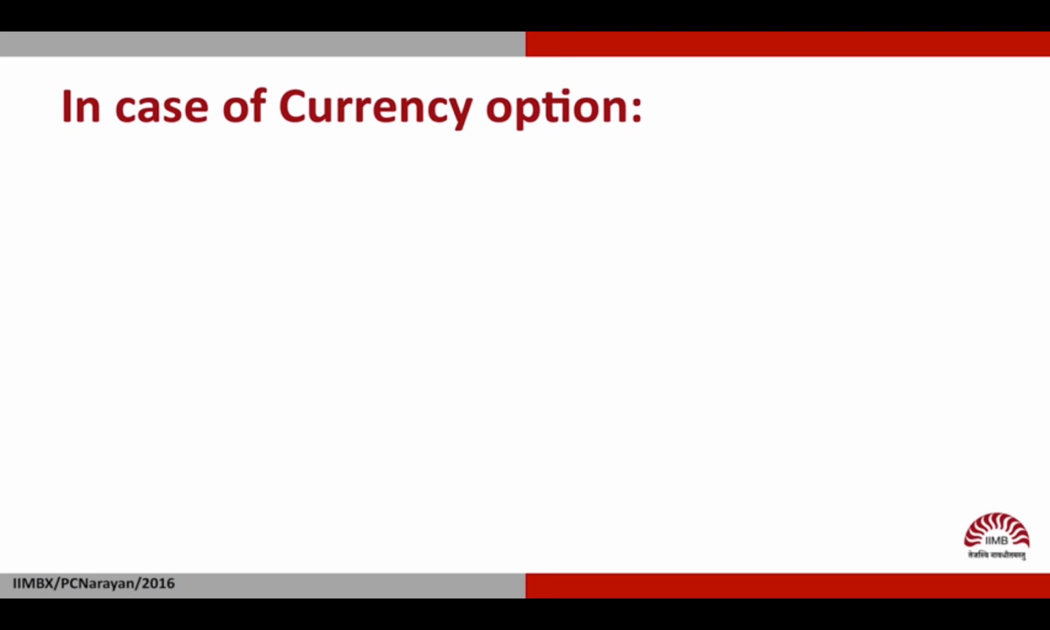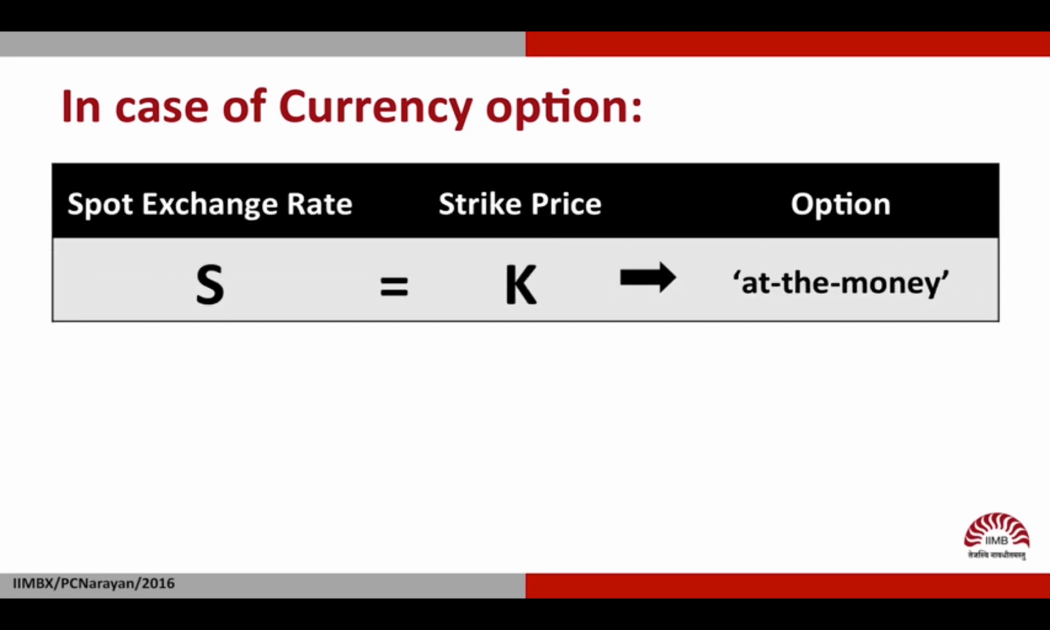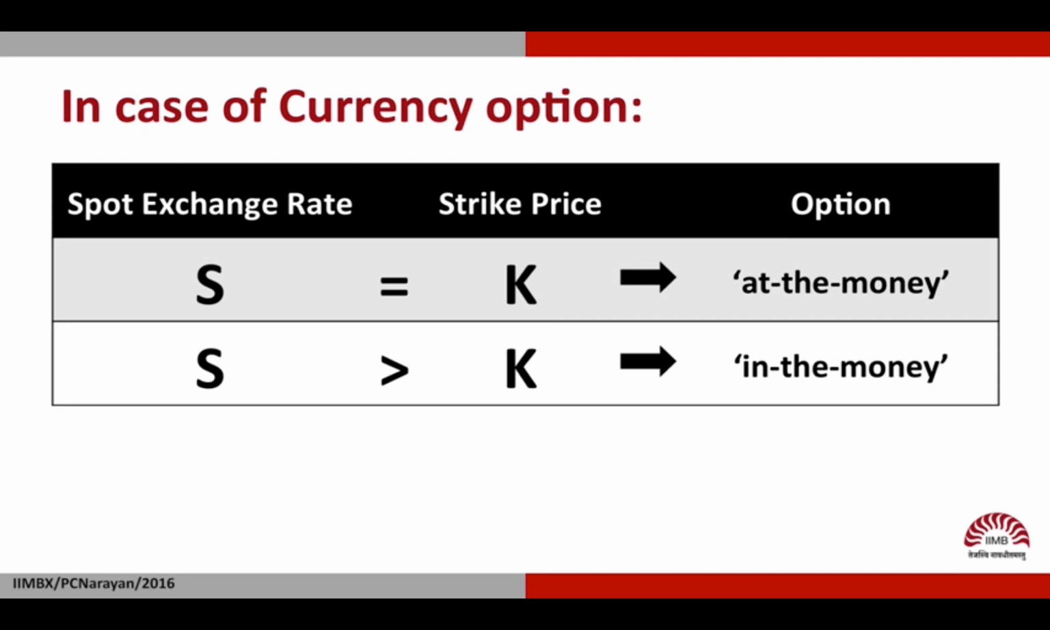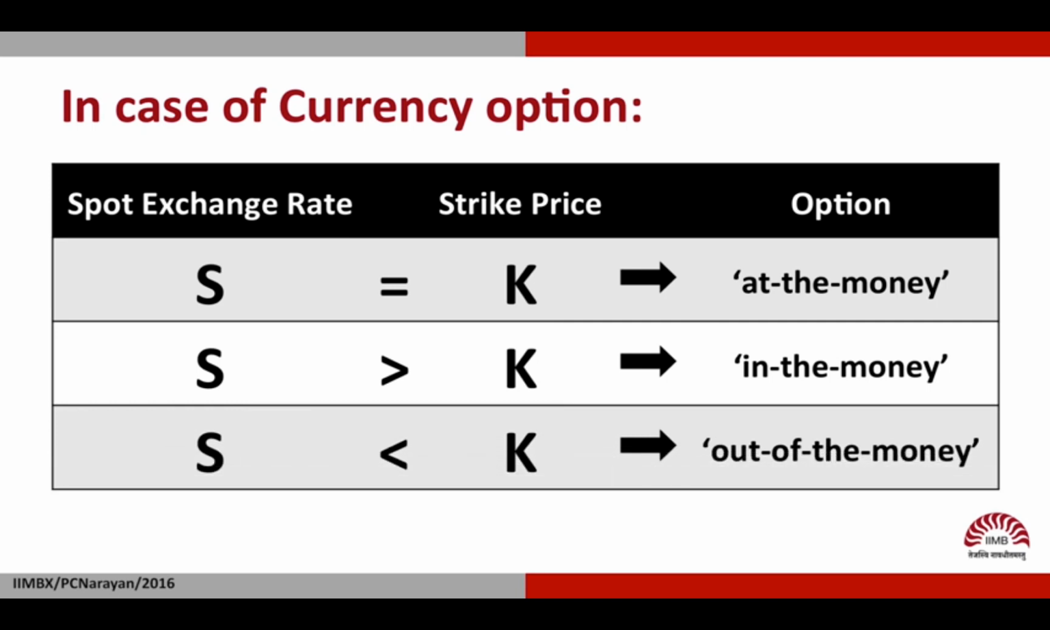In the case of currency option, when the spot exchange rate on any date S is equal to the strike price K, then the option is said to be at the money. When the spot exchange rate is greater than the strike price K, then the option is said to be in the money. And when the spot exchange rate is less than the strike price K, then the option is said to be out of the money.